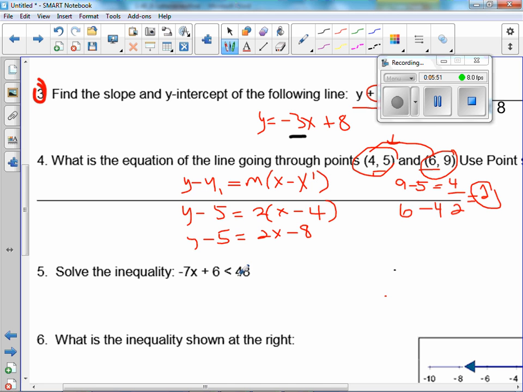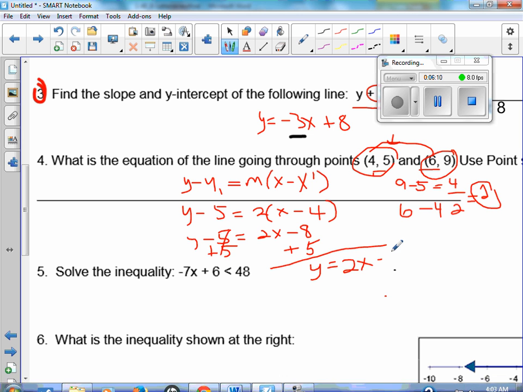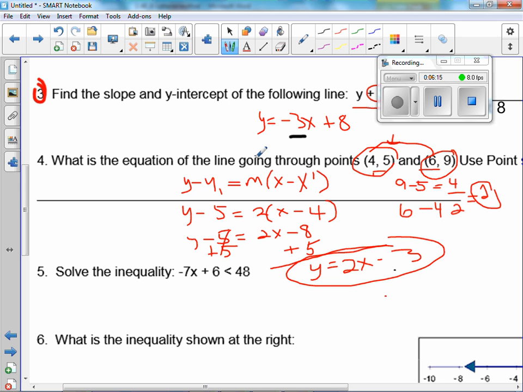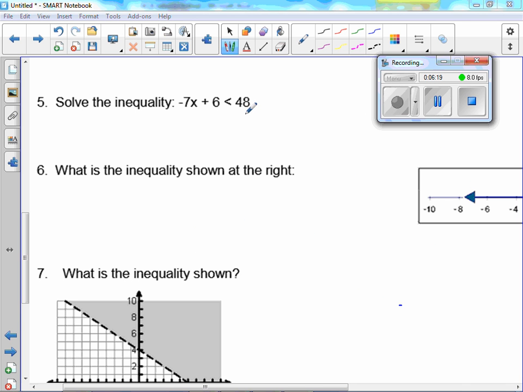Now, continue solving this. We're going to add 5 to both sides. Now we have it in y equals. So we have y equals, because those 5's cancel, 2x minus 3, because you're subtracting 5 from the 8. This is the equation of the line going through the points. Now this problem is similar to the problems that we've had on the last test.